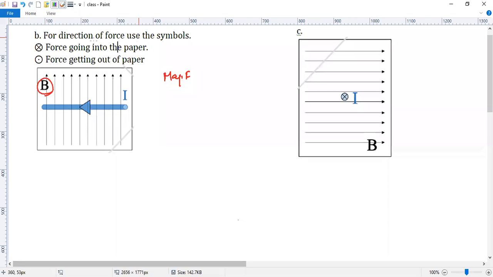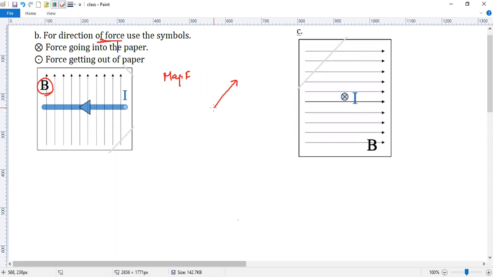See, you have to find the direction of force, and they have given you the magnetic field's direction to be what? Away from you. Imagine this is a sheet of paper. So in that sheet of paper, the magnetic field is moving away from you. So the magnetic field is what? It is moving away from you.